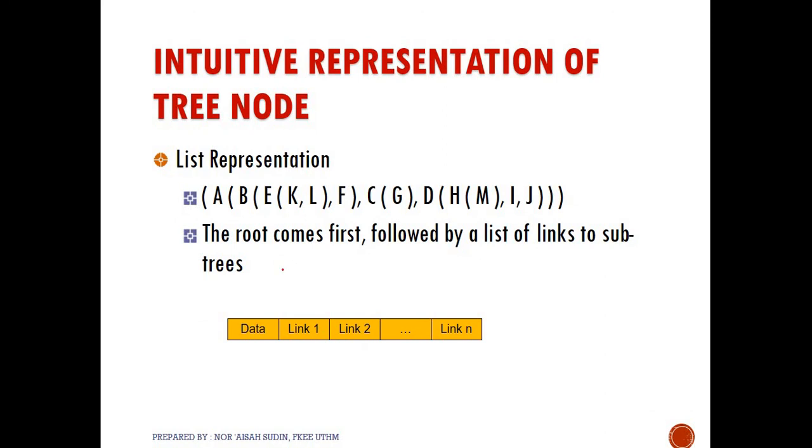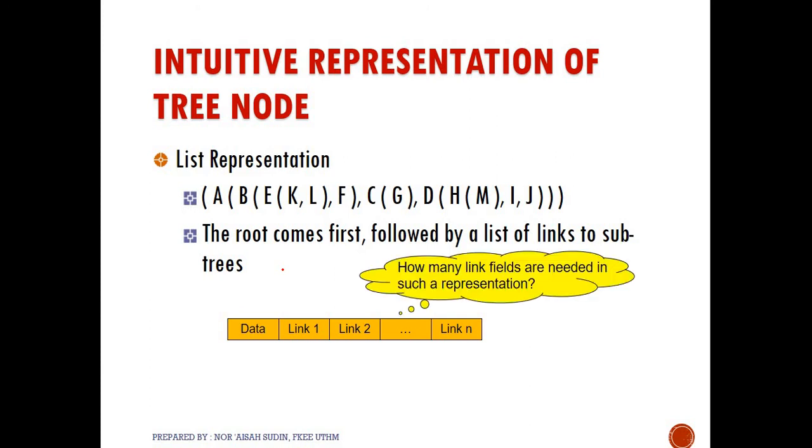This is the list representation. How can you store it? From the root, the root must come first, followed by the list of the subtrees. There should be a link to join the parents and children. In this case, how many link fields are needed? We can see from the data. How many links are needed in such a representation?